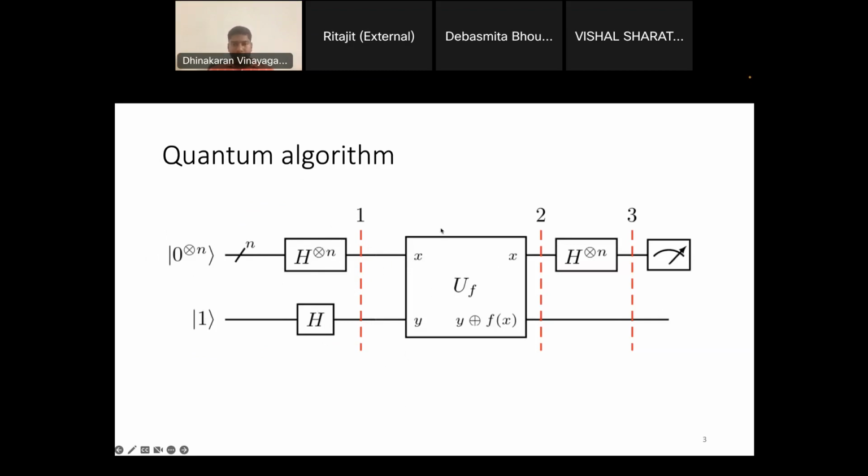And then the second stage is just passing through the oracle, right? Oracle for this function f. So what do I mean by the oracle?